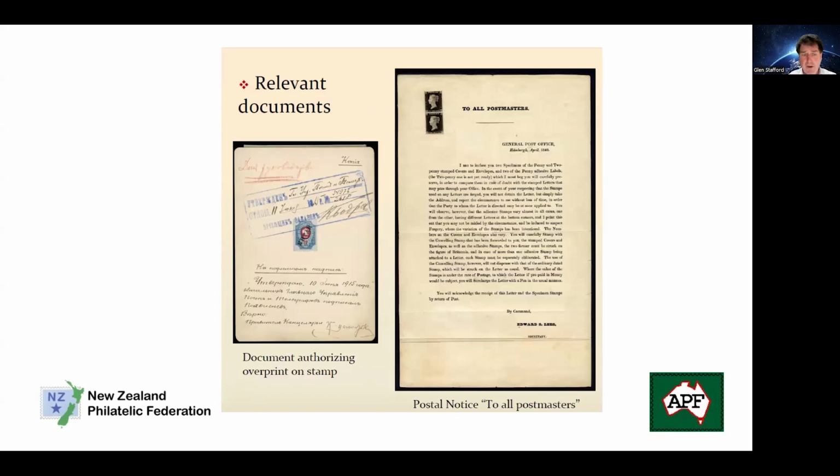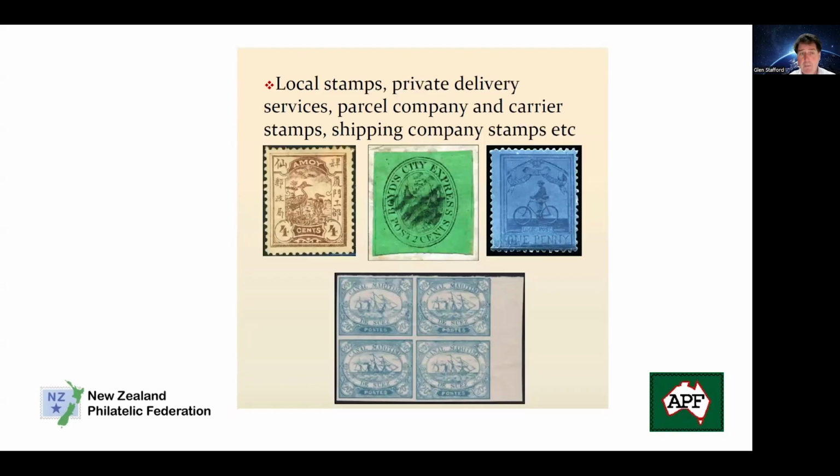You can use relevant documents, particularly if it's a letter that's describing or authorising overprinting of a stamp, or if it's a notice to the postmaster about when to issue. A classical one is when can they use a bisect stamp, and without a postal act or regulation, they are illegal to use. So if you're trying to prove your story, then it's nice to have these acts in original condition. Local stamps, private delivery services, parcel companies, carrier stamps, shipping companies, etc., are all acceptable in a traditional exhibit.